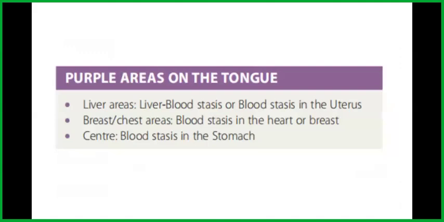So the purple areas on the tongue of the liver areas is liver blood stasis or blood stasis in the uterus. The breast and chest areas is blood stasis in the heart or breast, and the center is the blood stasis in the stomach.